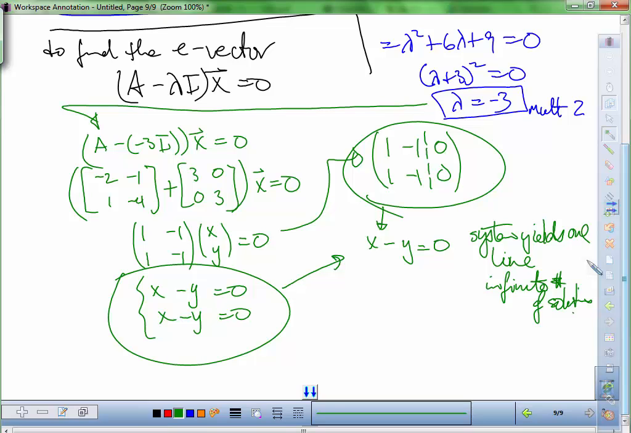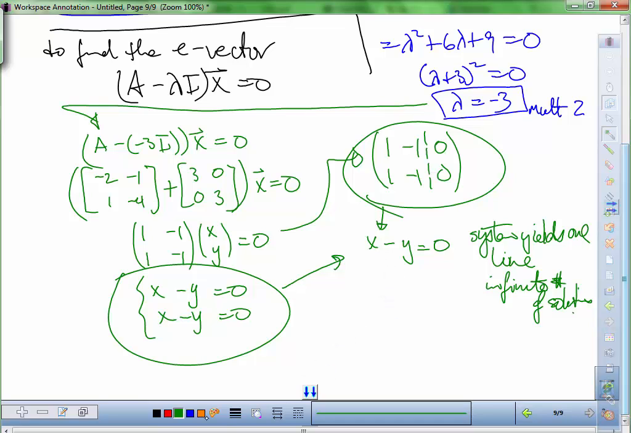Not necessarily. That's not always the case, but that's a good observation. This is multiplicity 2, and so we're going to get one vector out of this. It's possible that you could get 2 vectors out of this that are different. So it's possible that we can get 2 lines out of this, but in this case, we're only going to get one.